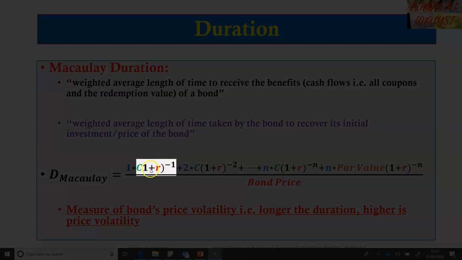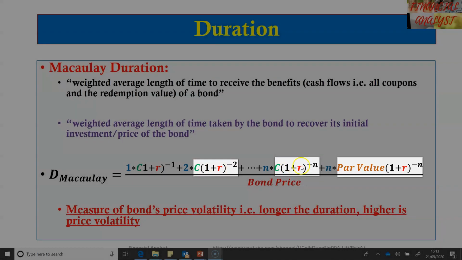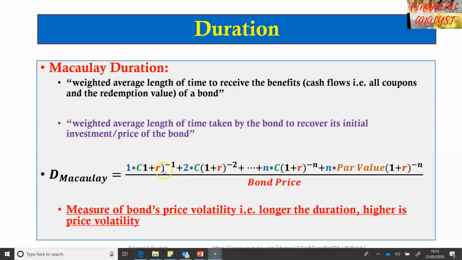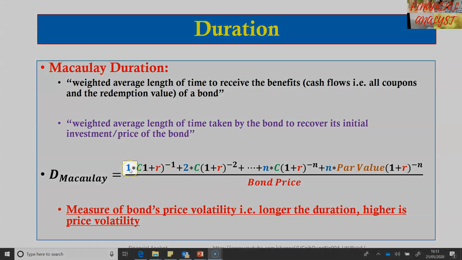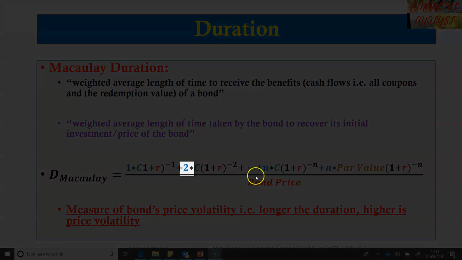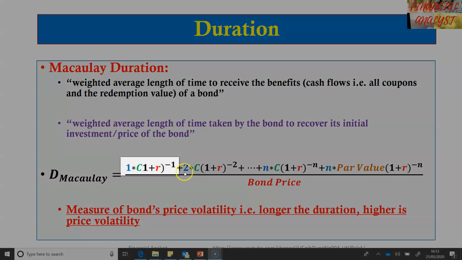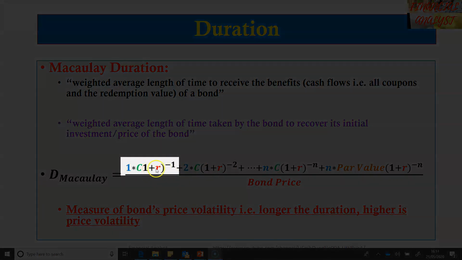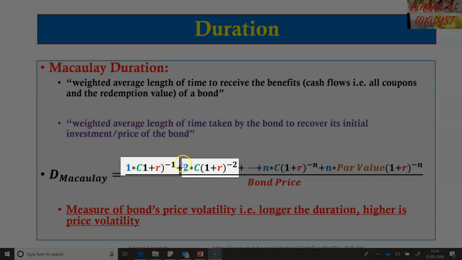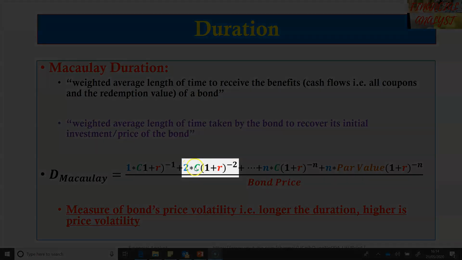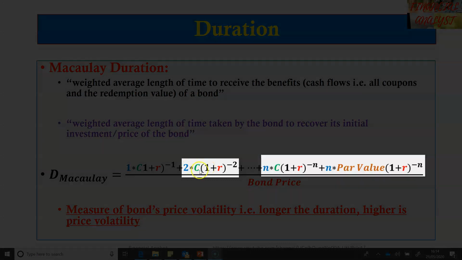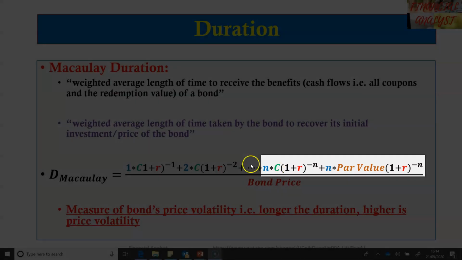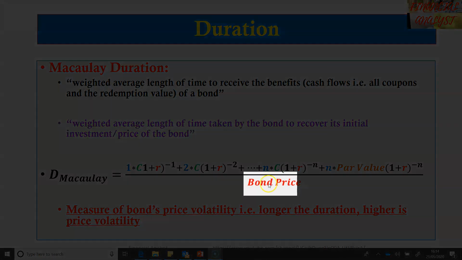This term here is representing the present value of the bond's cash flow in period 1, in period 2, and so on. And these are then multiplied by their respective time periods. That is 1 here, 2 here, and n here. So this gives us the time weighted present value of cash flow for period 1. This gives us the time weighted present value of cash flow for period 2, and so on. We add these together and divide by the bond price to get the Macaulay duration.